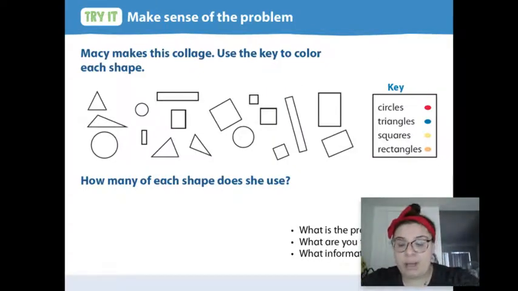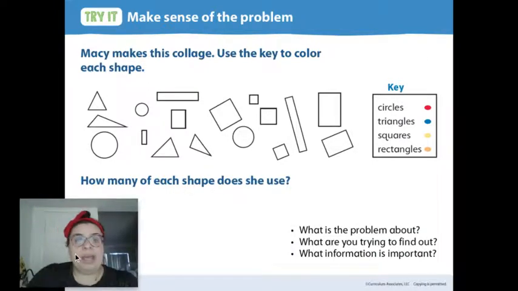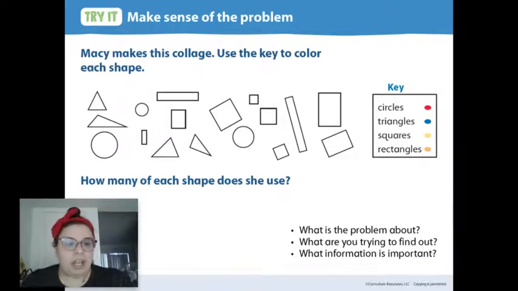Try it. I love try it problems because this is just what we try, and we use what we know to try solving a problem, different strategies, different things that we've learned in different units. So I'm excited. All right, let's start with the problem. Macy makes this collage. Use the key to color each shape. So collage is when you have a group of something just in a picture or different things on a poster. That's called a collage.